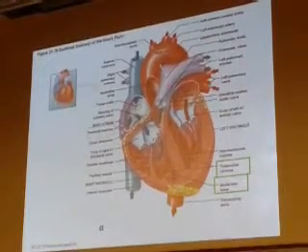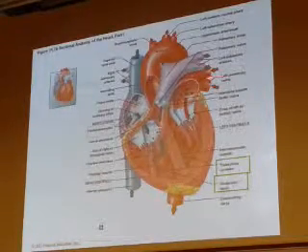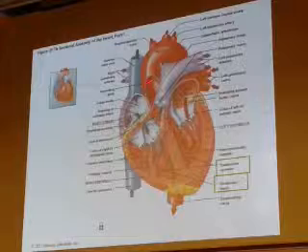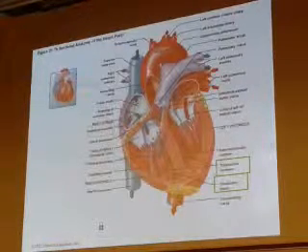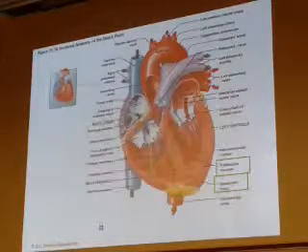Now the blood's path of least resistance is out to the lungs via the pulmonary arteries, or out to the systemic circulation via the aorta.